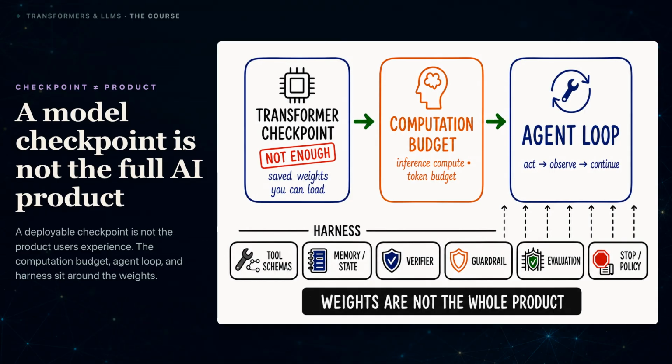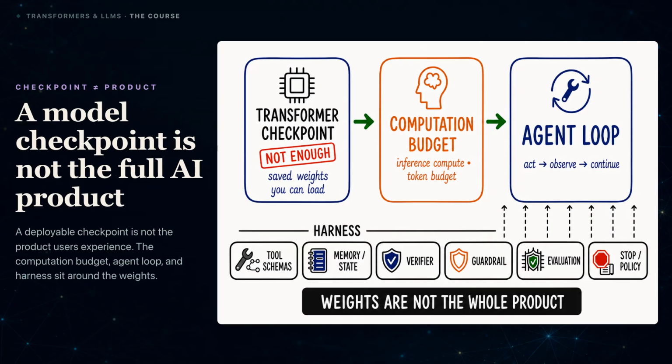First, separate the model checkpoint from the product because they are different parts of the system. A model checkpoint is the saved weights and settings loaded when the model runs. It carries what the model learned, but it does not define the full experience users receive. The product also decides how much computation to use before answering and whether to run an agent loop that acts, checks the result, and continues.